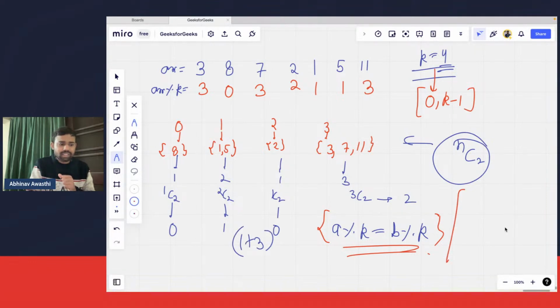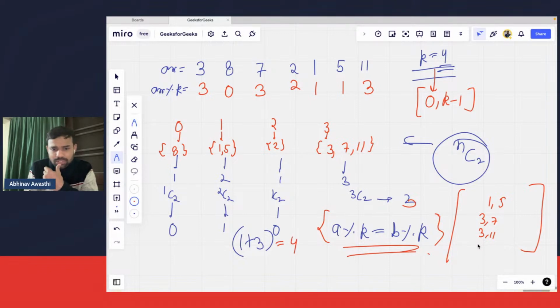And the pairs are, I'm writing the answer here. 1, 5, 3, 7, 3, 11. Sorry, here it will be 3, I think. 3C2 will be 3. Okay, so total there will be 4 exactly. And 7, 11 like that.